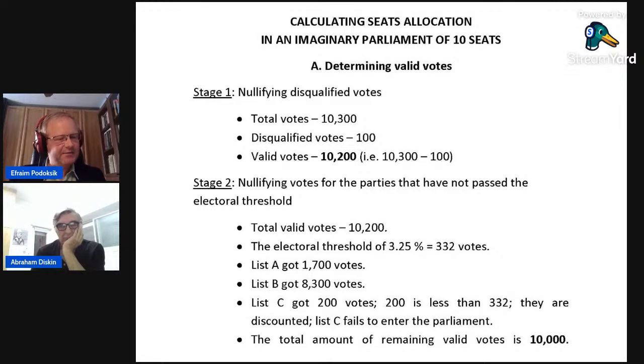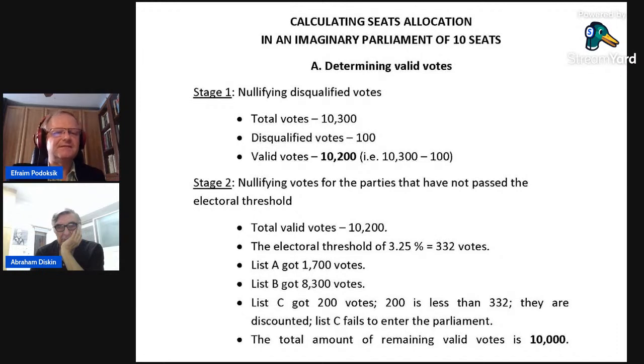But that's not all, because like most countries, especially with proportional representation, we have something called an electoral threshold. The electoral threshold means that electoral lists must secure a certain percentage of votes in order to enter the parliament. At the moment, the electoral threshold in Israel is 3.25%. So once we have counted these 10,200 valid votes, we need to determine the amount of votes each electoral list needs to secure, and 3.25% of this number is 332 votes.